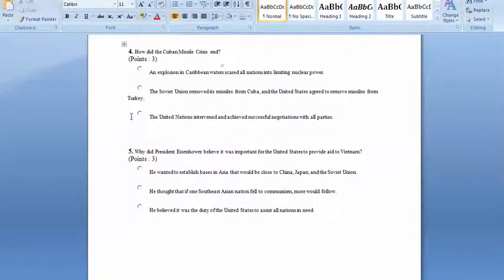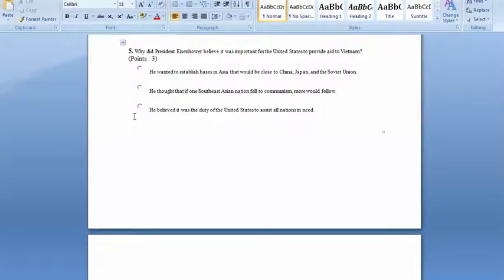Number four, how did the Cuban Missile Crisis end? An explosion in Caribbean waters scared all nations into limiting nuclear power. The Soviet Union removed its missiles from Cuba, and the United States agreed to remove missiles from Turkey, or the United Nations intervened and achieved successful negotiations with all parties.